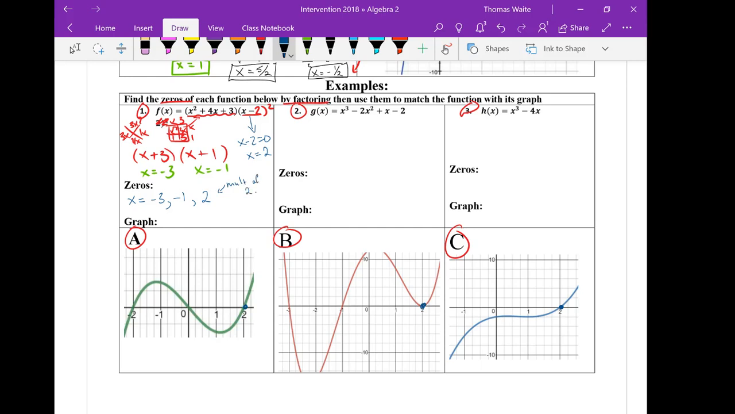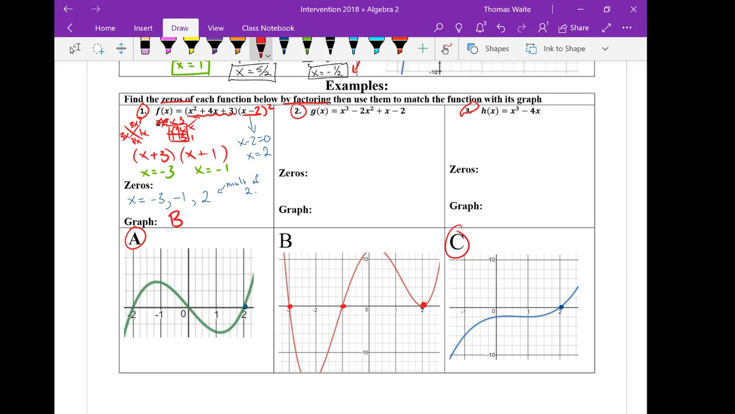But now that we know what our zeros are, let's match it up to the appropriate graph. So it has x of negative 3, negative 1, and 2. So it looks like B is the only graph that has all three of those zeros. The others are missing some, or actually don't have any of the same. So graph B would be the correct answer for this one.